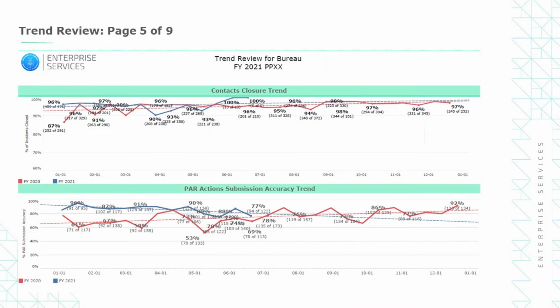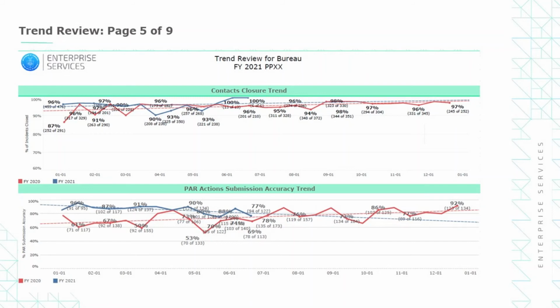We are now moving on to the second section of the snapshot, the trend review. Customers can use this slide to track year-to-year and pay period-to-pay period trends for their bureau submission accuracy and proactively identify where various interventions, including targeted communications and training, are improving accuracy.